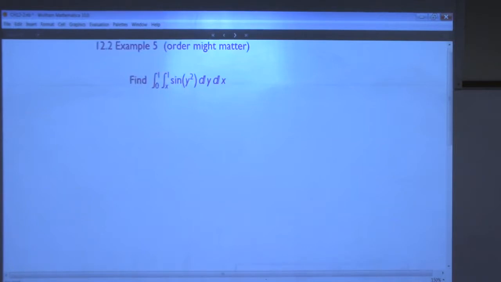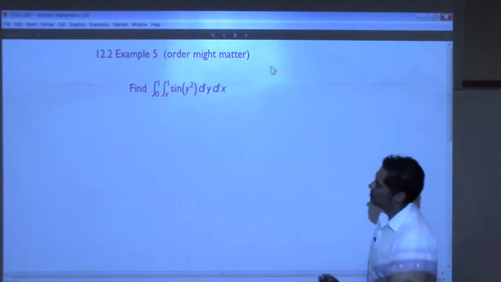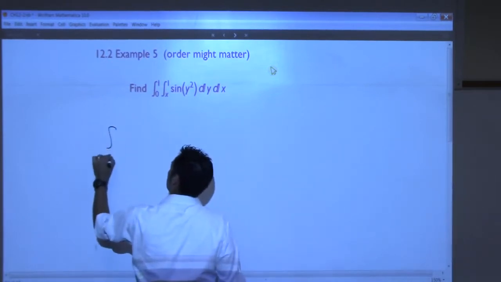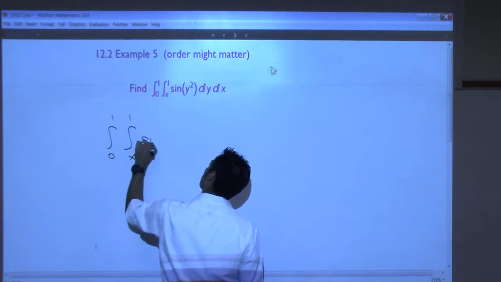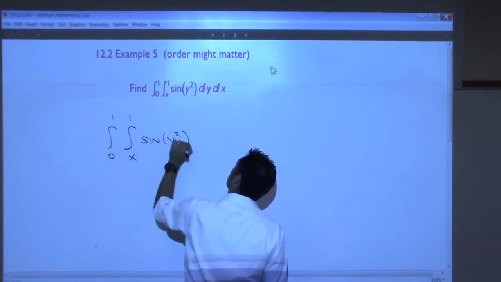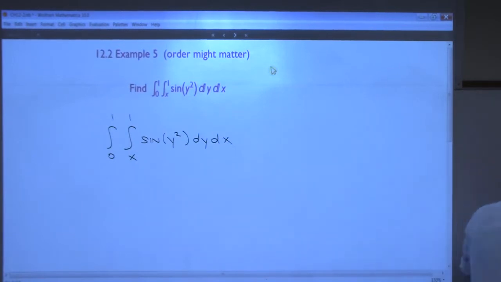Example 5. Order might matter. This looks harmless enough. I love this problem. This is outstanding. So you look at that and you're like, all right, sure.